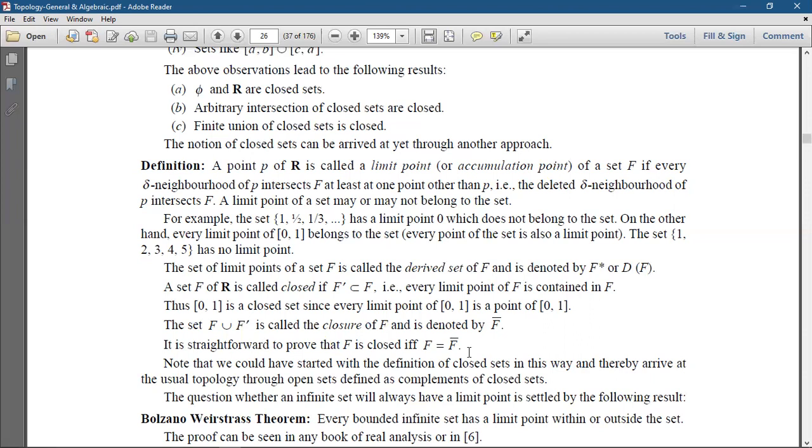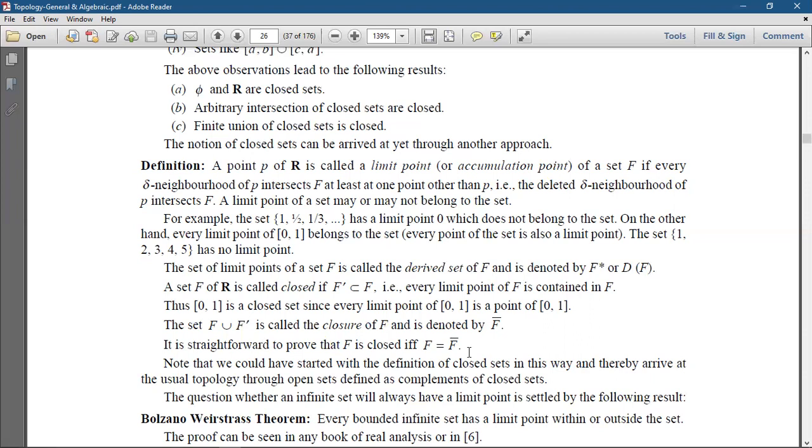Note that we could have started with the definition of a closed set in this way and thereby arrived at the usual topology, with open sets defined as complements of closed sets.